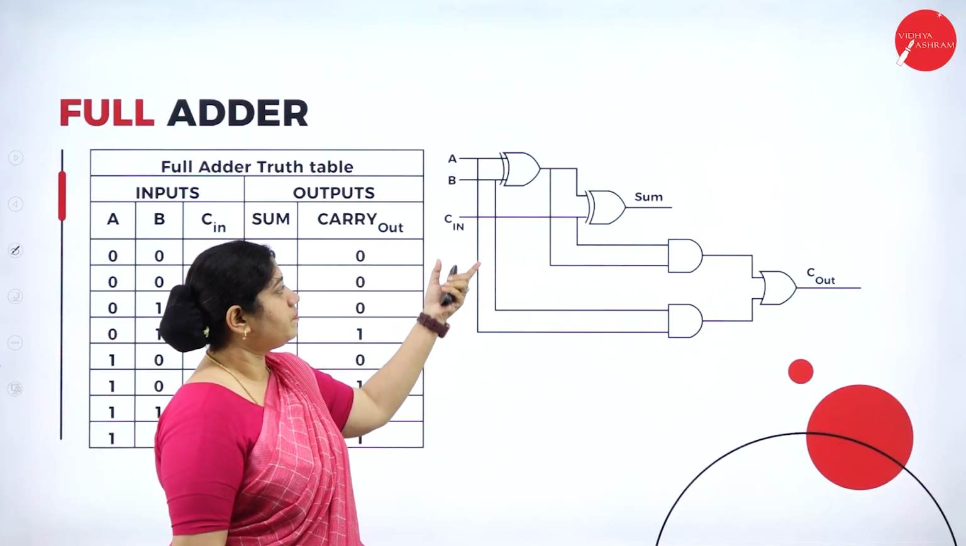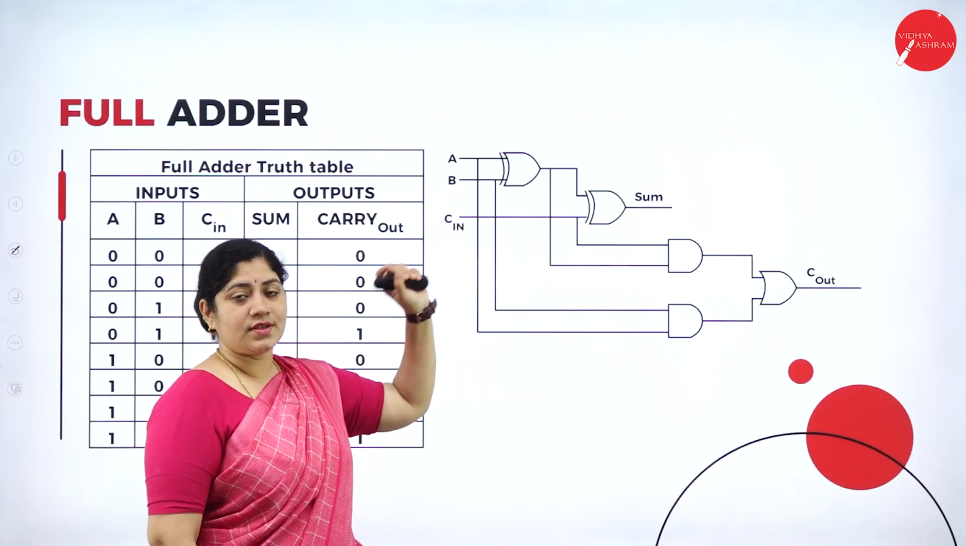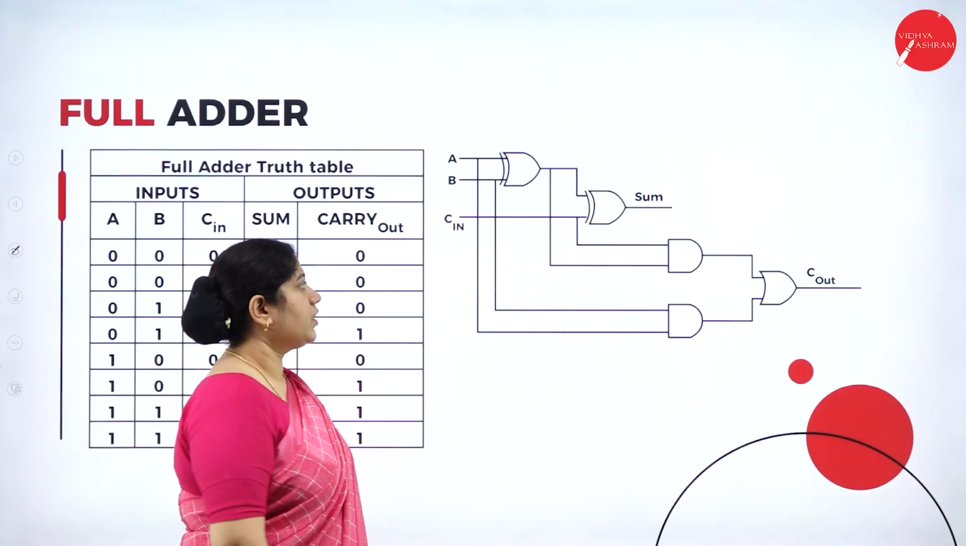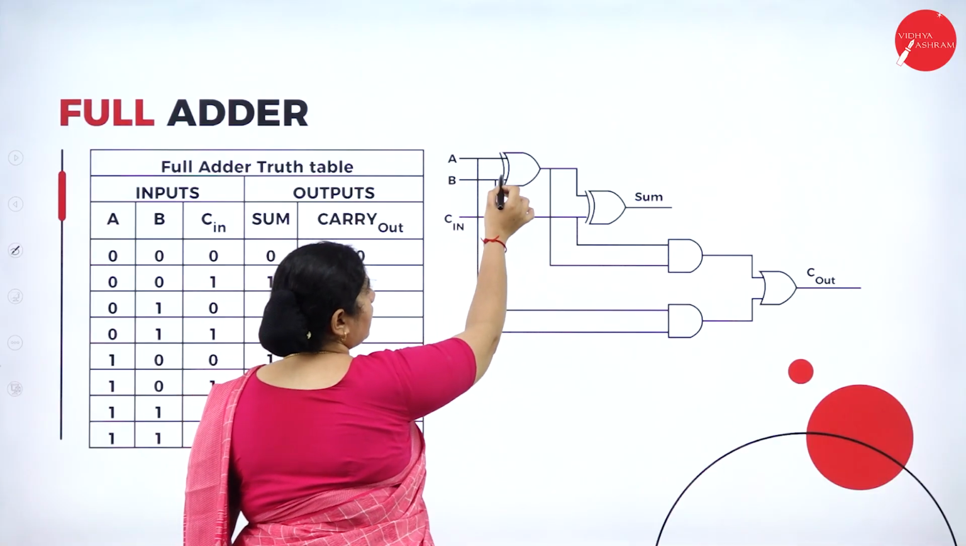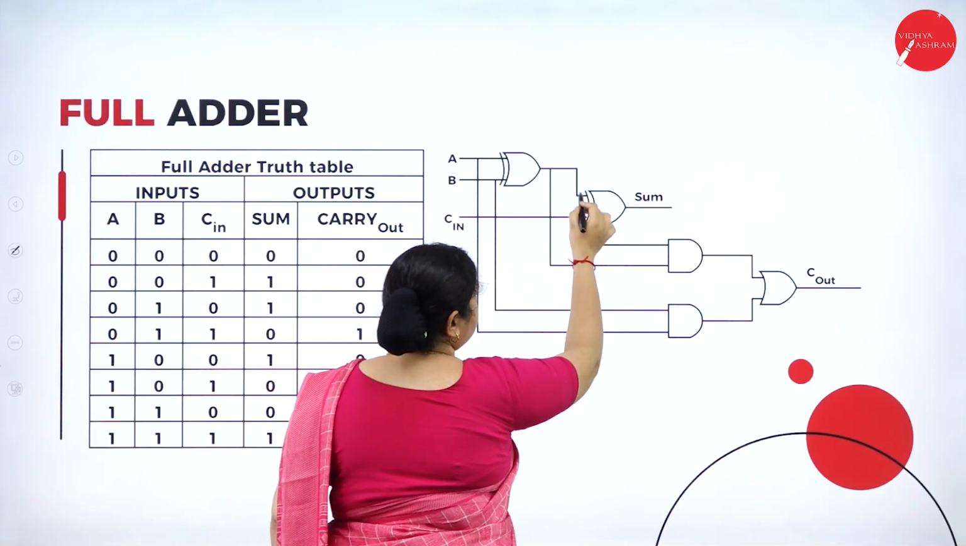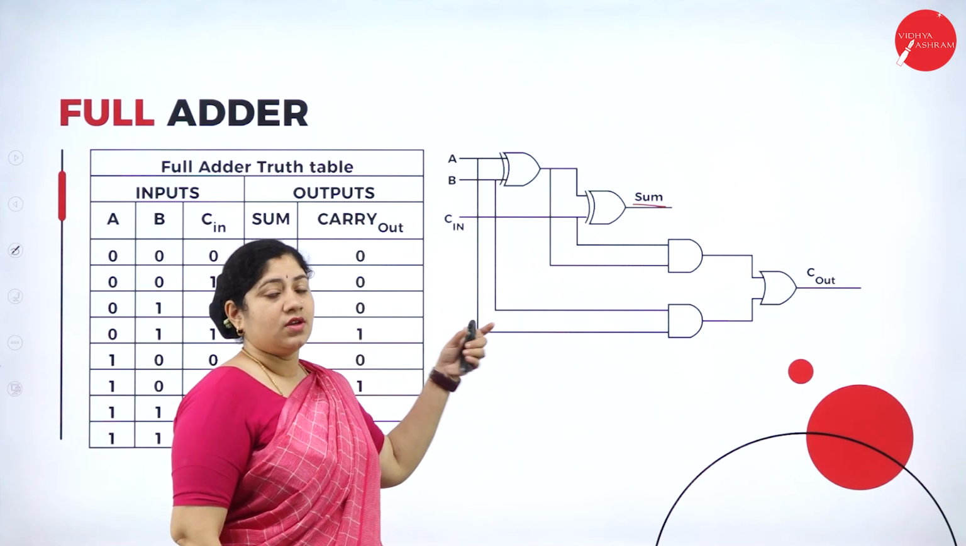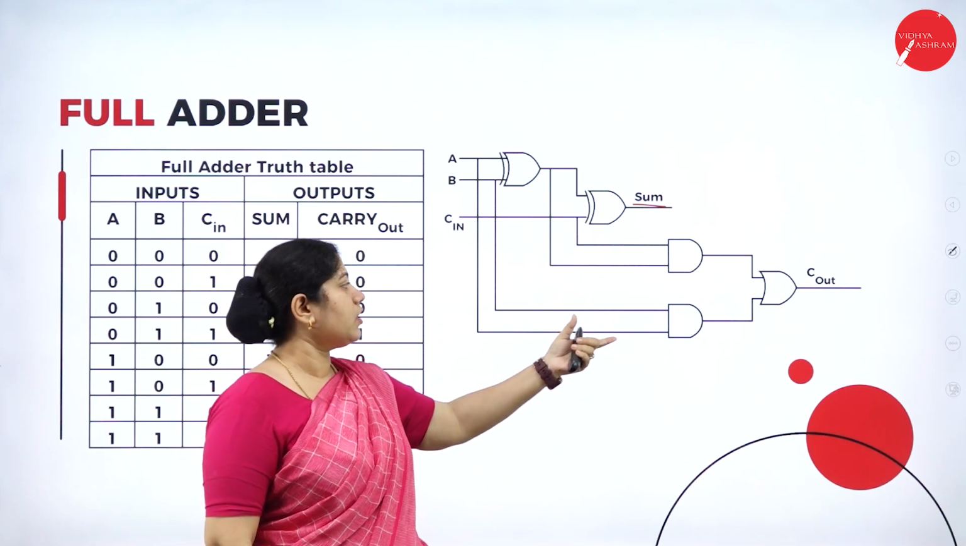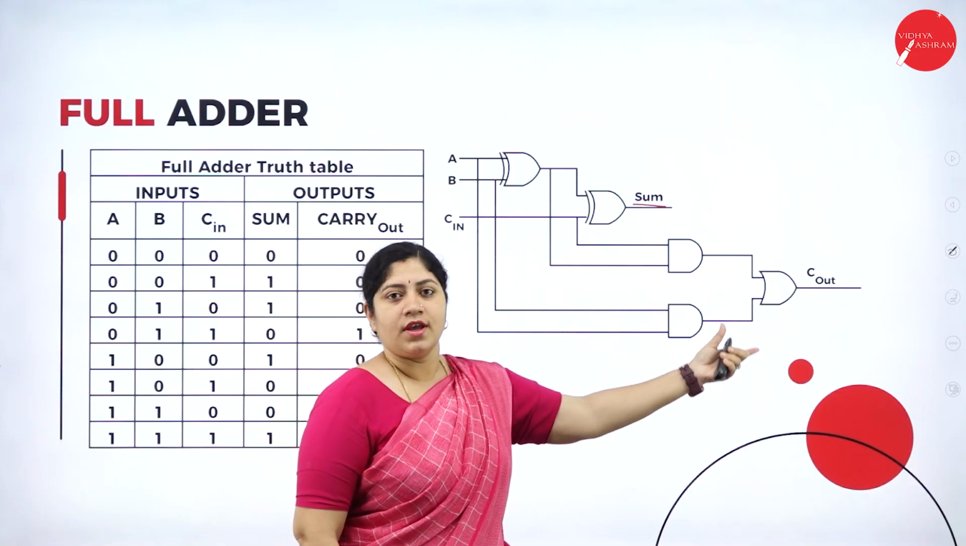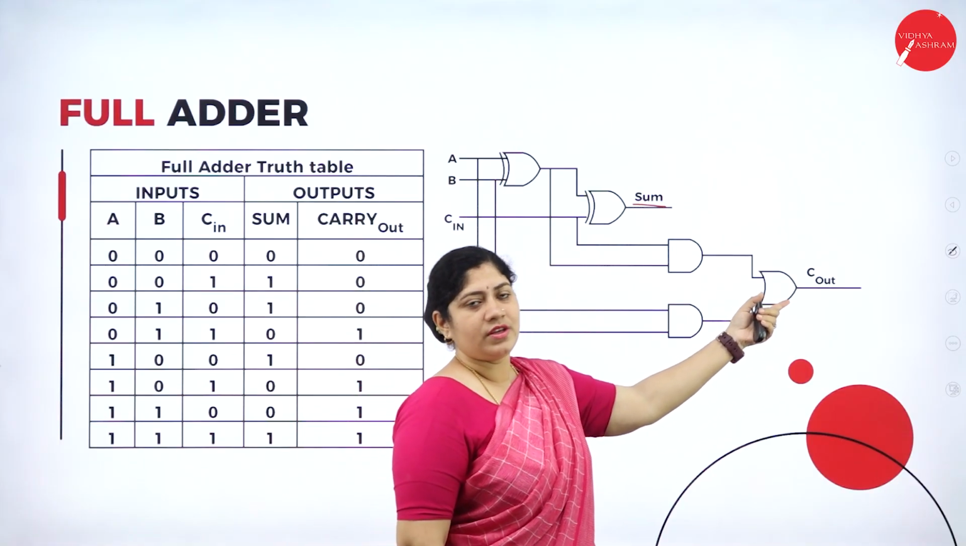Yes, as we know, what is a sum? It is a 3 input XOR gate, correct? So you can see here we have A, B and C in and we are representing it in the form of an XOR gate. Okay, it's done. Up next, with respect to carry, we have these AND gates and the output will be C out.